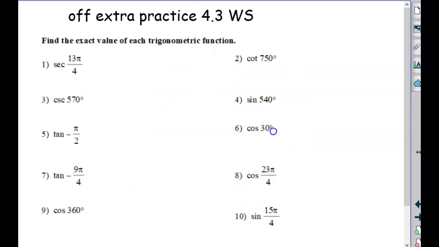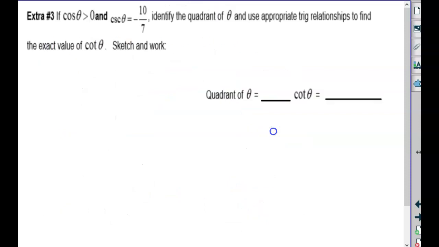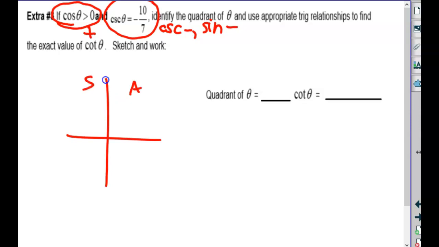There's one more on your review that looks like this. Okay. This did not go well at all. I was very frustrated for students who got this wrong. What does this say? Okay. Cosine greater than 0 is positive. The cosine is positive. If the cosecant is negative 10/7, that means the cosecant is negative, which means the sine is also negative. Okay. All students take calculus. Where's the cosine positive and the sine negative?